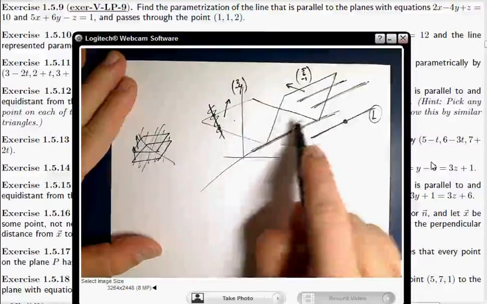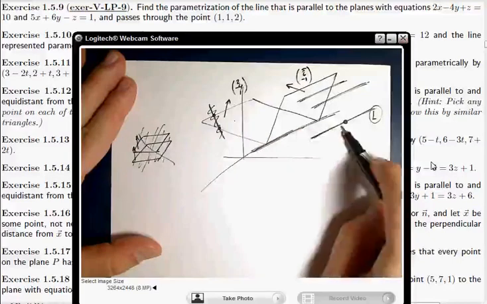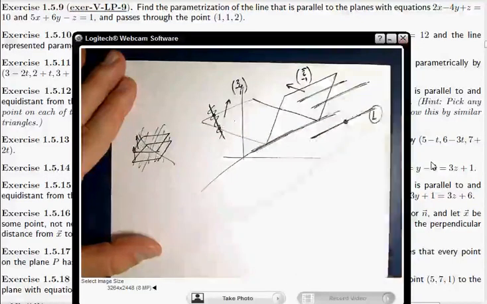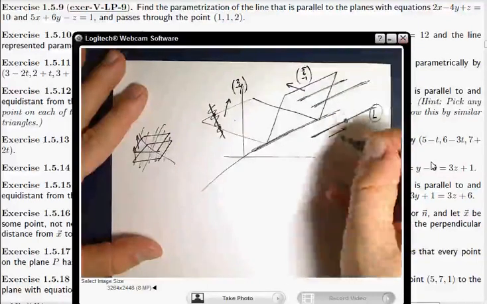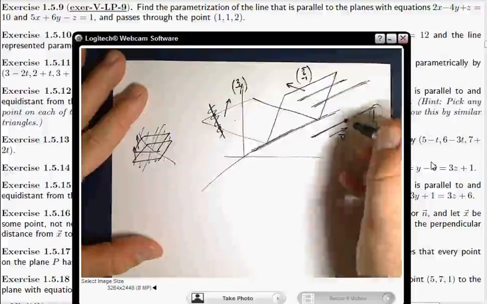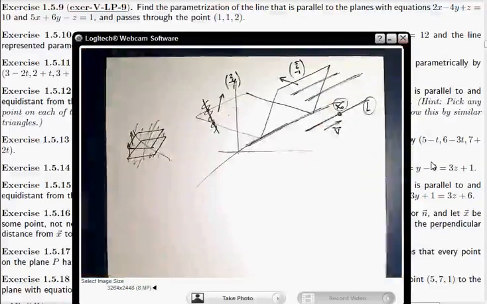That line's parallel to both. We're looking for a line parallel to that, but that goes through this point. So I need to find a V, and I need to find an x0. And good news is x0's given. V is going to be the cross product of the two normal vectors. That's right. That's a great observation.